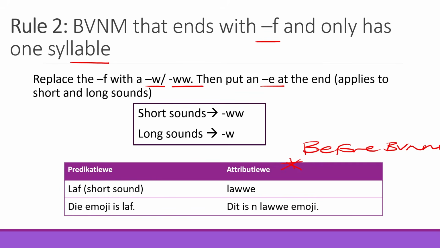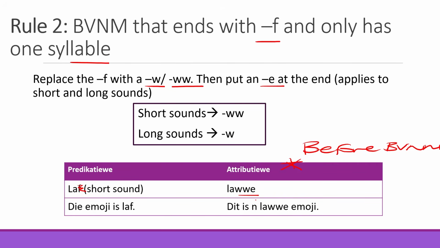So if our predicative word is laf, right? Laf is like when you're silly, and it is a short sound and it ends on F. All right. So when we want to change it to the attributive, we have to double the W, but also remember we first replace the F. In Afrikaans, you'll see we don't use the F, we change it to a W. So we will double the W if it's a short sound. So as you can see here, we took away the F, and we added a double W, right?